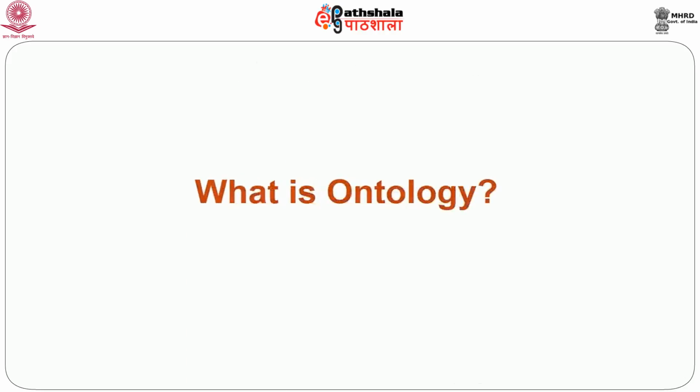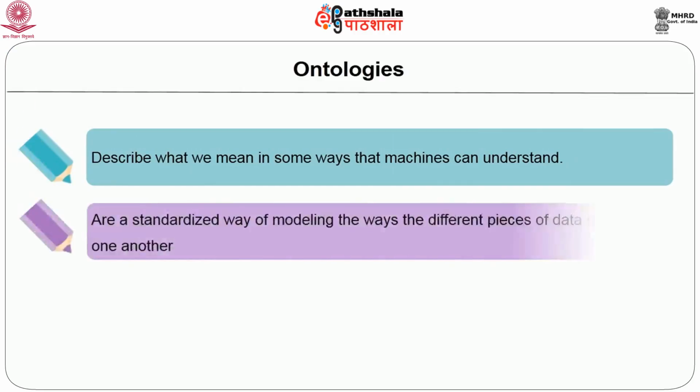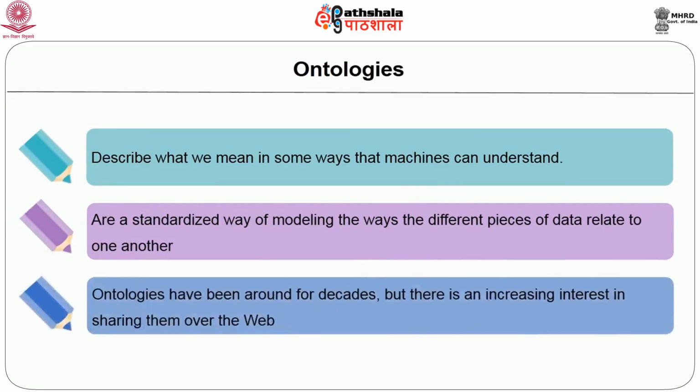Now let us look at what ontology is before I go into RDF and XML. These ontologies describe what we mean in ways that machines can understand. It's a standardized way of modeling how different pieces of data relate to each other. Ontologies have been around for decades. Ontology is a philosophical term, but the increasing interest in sharing over the web started with the semantic web.